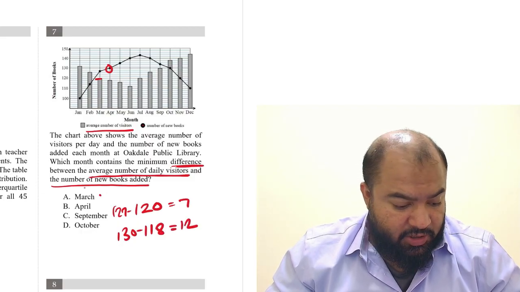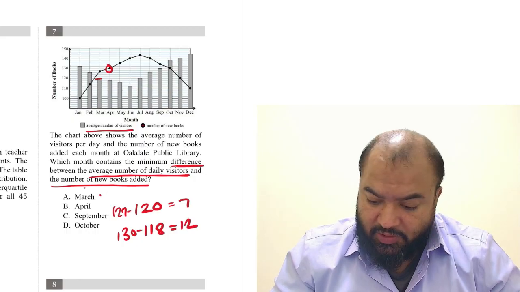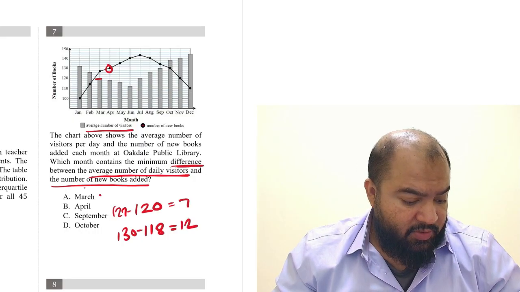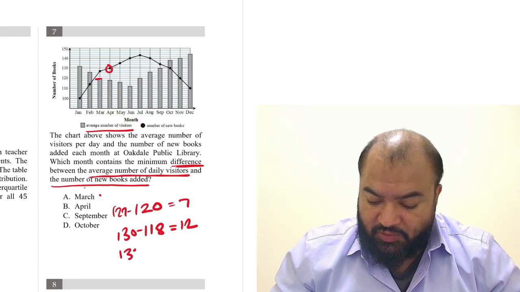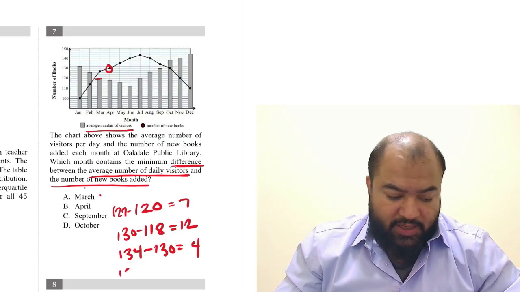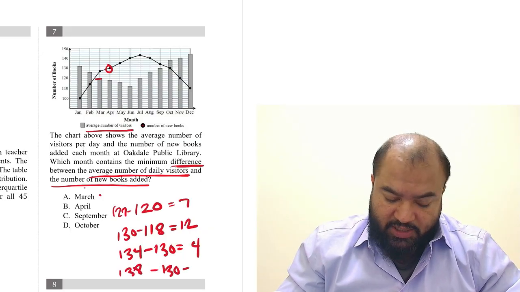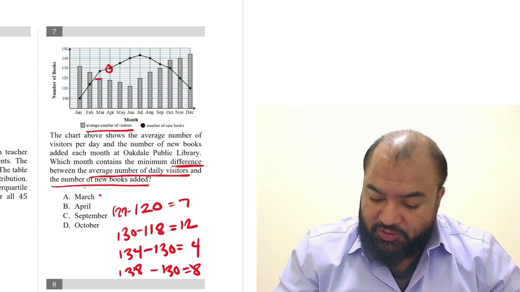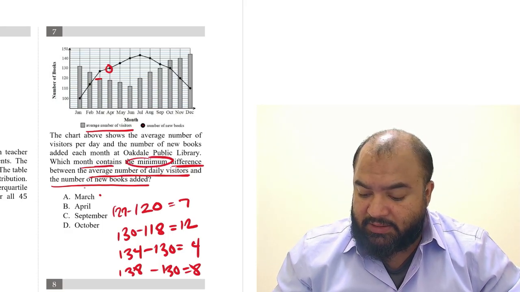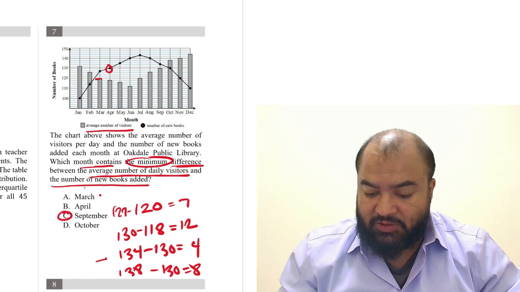And September, the average number of visitors, if you look at it, is around 130 as well, I think. Yeah, 130, and the new books 134. So 134 minus 130, you get 4. And October, you get 138 minus 130, you get 8. Now they ask which month contains the minimum. So the minimum is the third one, September. So C is the answer.